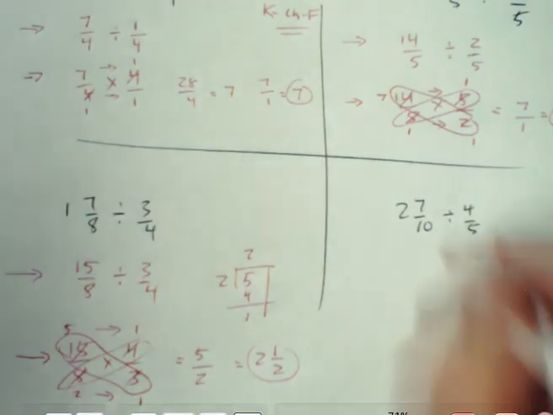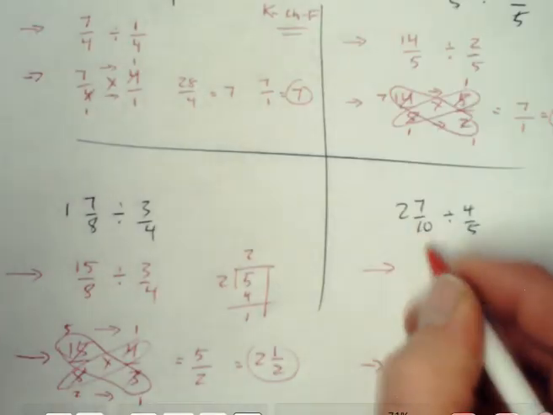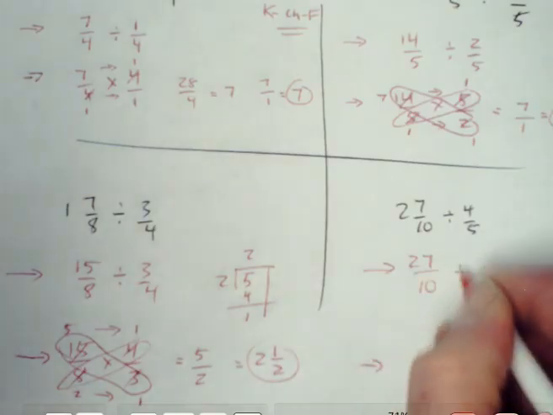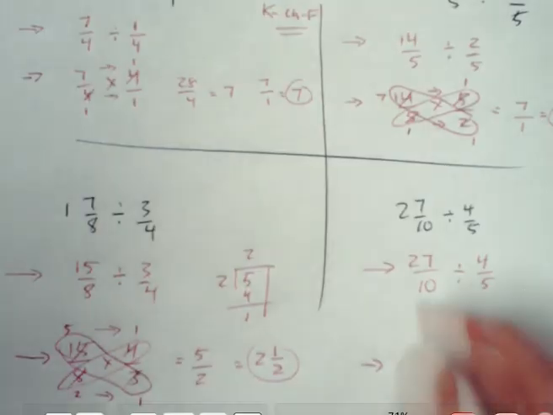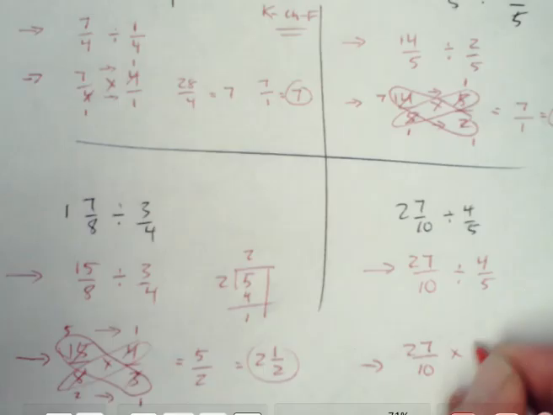All right, let's run through this one here. I'll put my arrows down so I remember to rewrite it twice. 2 times 10 is 20, plus 7 is 27/10. We're going to divide that by 4/5. I'm going to go ahead and do my keep, change, flip now. Here's 27/10. I'm going to keep it. I'm going to change that sign, and I will flip it.